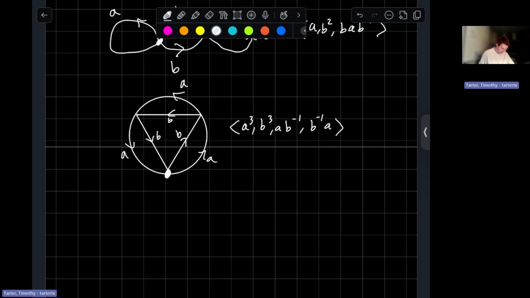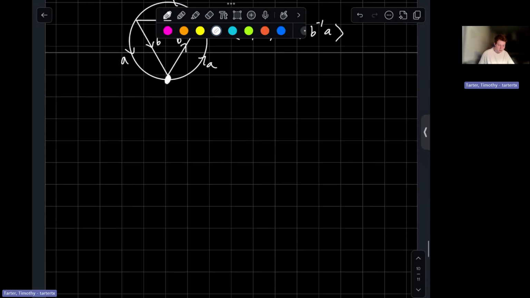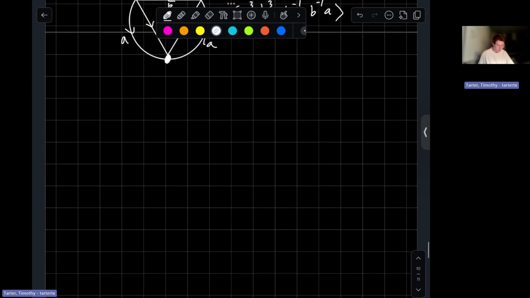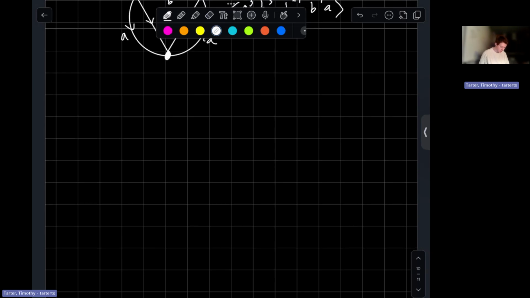And if you reverse the direction of the interior arrows, you actually get a different presentation. There's a lot more of these. I think the most interesting one that I'm seeing in here, and I can't draw it, I definitely can't draw it, is the free group on AB.